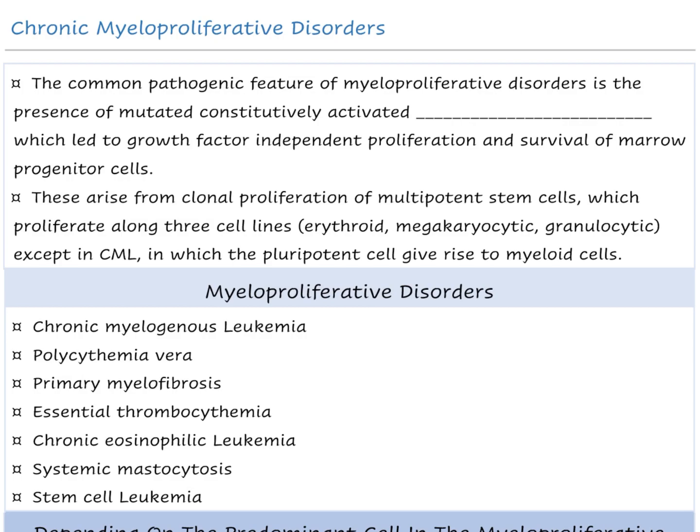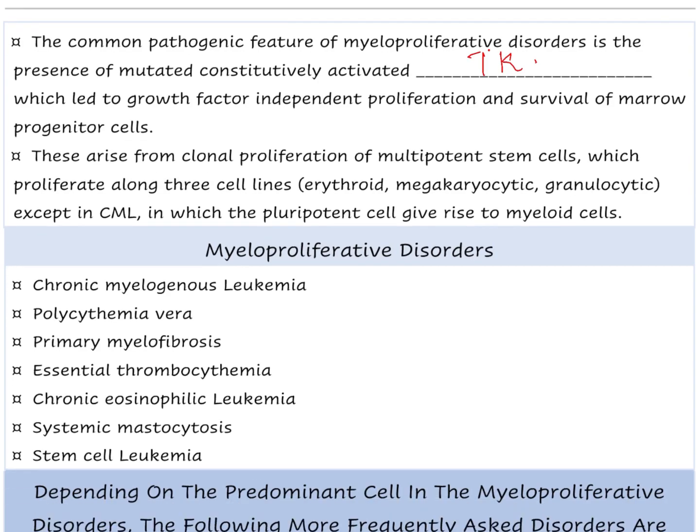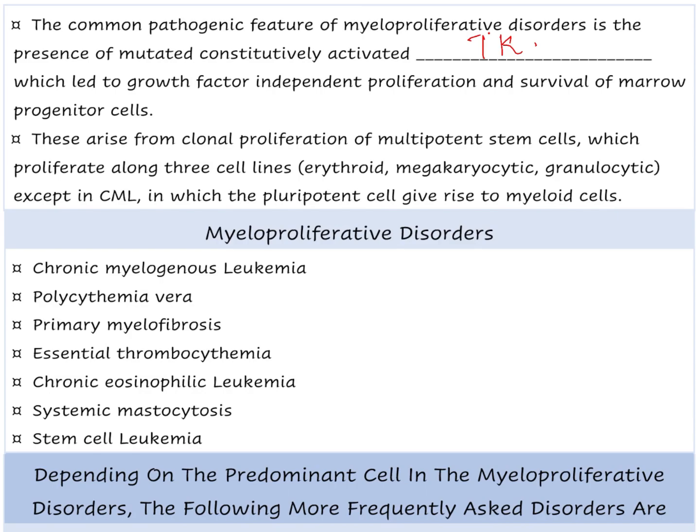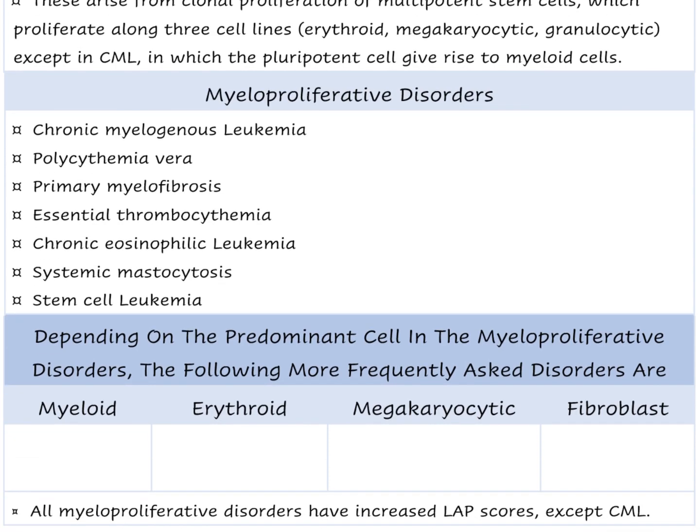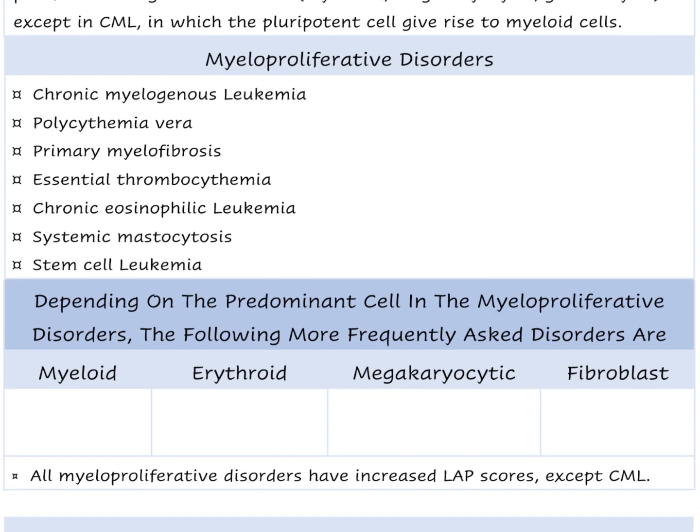Coming to your workbooks, the common pathogenic feature of myeloproliferative disorders is the presence of mutated, constitutively activated tyrosine kinase enzyme, which leads to growth factor independent proliferation and survival of marrow progenitor cells. These arise from clonal proliferation of multipotent stem cells which proliferate along three lines, that is erythroid, megakaryocytic and granulocytic, except in CML, which is a pluripotent cell that gives rise to the myeloid series. The disorders are CML, PV, primary myelofibrosis, thrombocytopenia, chronic eosinophilic leukemia, systemic mastocytosis, stem cell leukemia. However, these four are considered to be the most important right now.